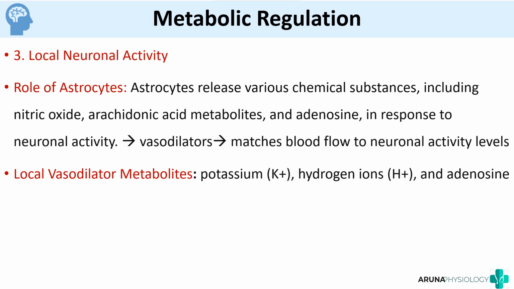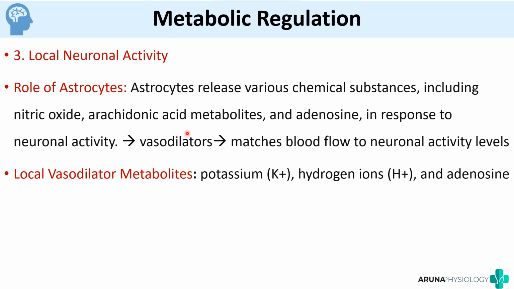Next, a very important point is local neuronal activity. There are 2 points in this. One is the role of astrocytes and the other is the local vasodilator metabolites. What is the role of astrocytes? We know that astrocytes are cells that are present inside the brain tissue, and these astrocytes actually overlap or envelop the cerebral capillaries. So these astrocytes release various chemical substances including nitric oxide, arachidonic acid metabolites and adenosine in response to neuronal activity, thereby causing vasodilation and thus matching the blood flow to the neuronal activity level.